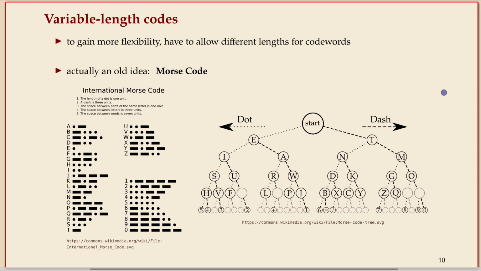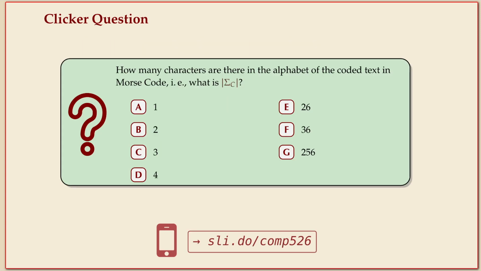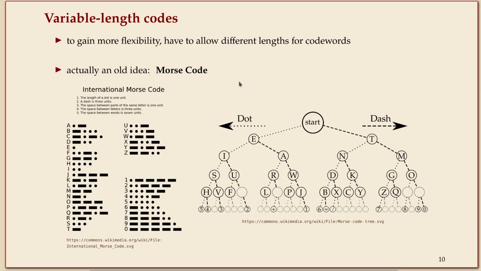I don't want to discuss Morse code in too much detail. It's just a nice historic example. I want to point out one thing. How many characters are there in the coded alphabet for the Morse code? The question has two purposes. One is to hammer down the notation for our alphabets. There's also a second part. So let me go back to that representation.